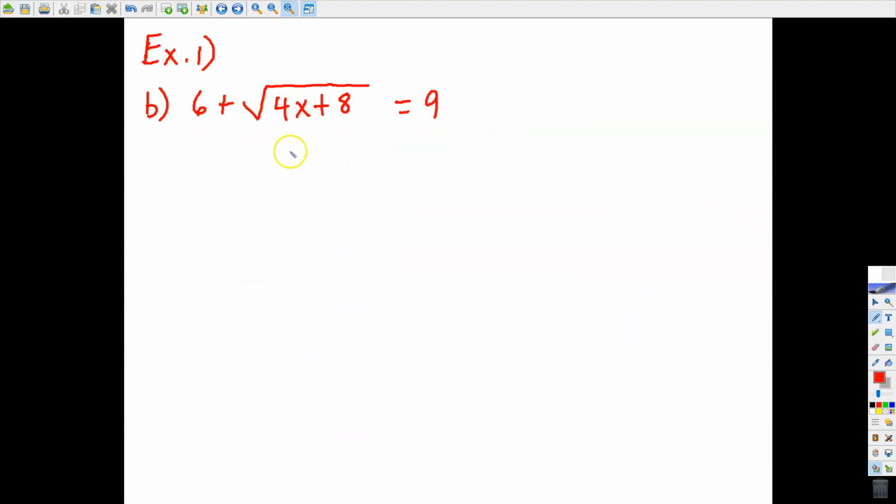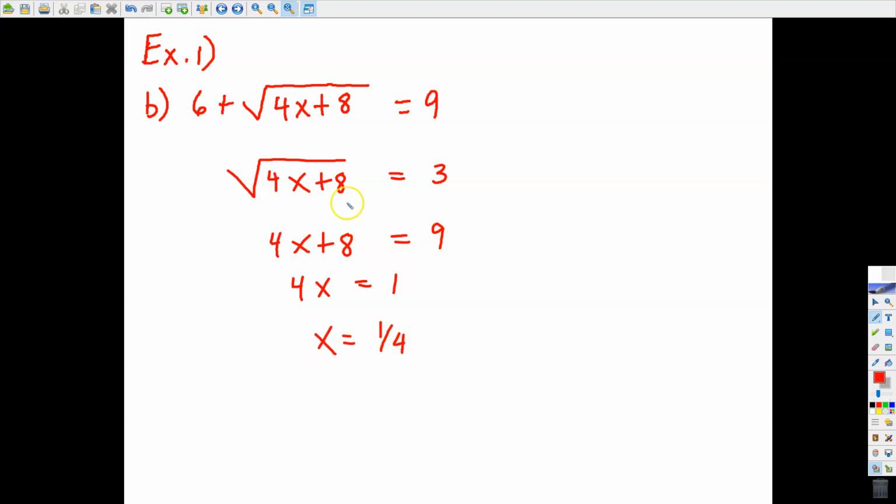All right, let's try this one. Isolate the radical first by subtracting 6. Raise both sides to the second power to remove the radical. And then go about your normal routine for solving for x.